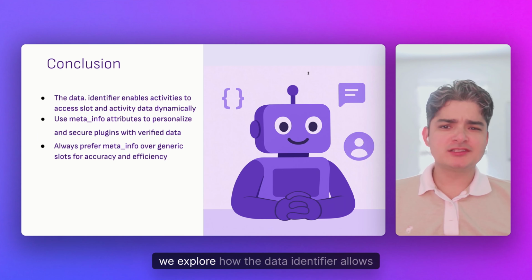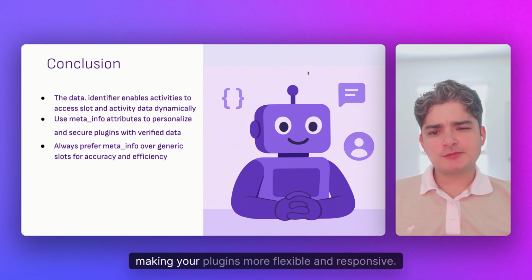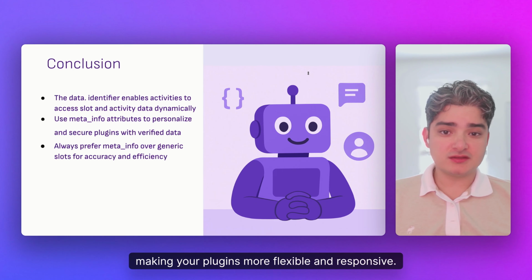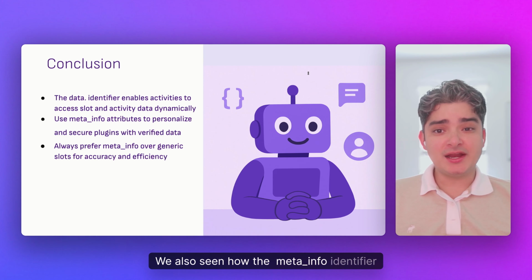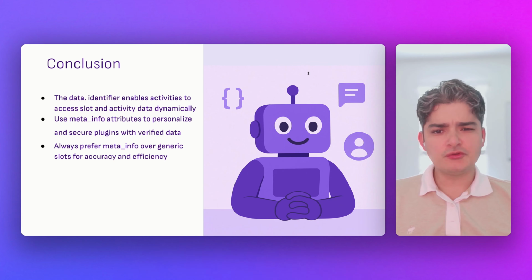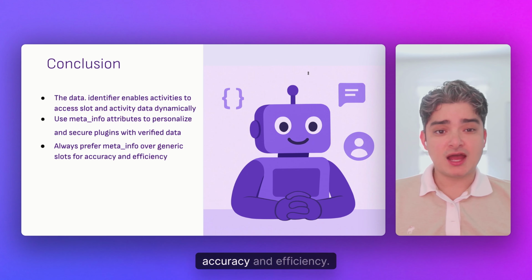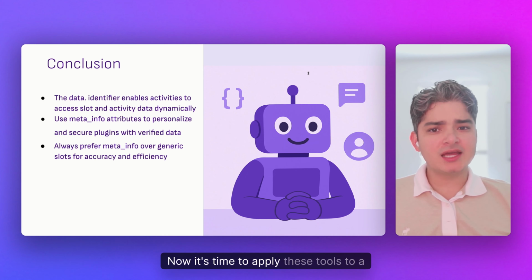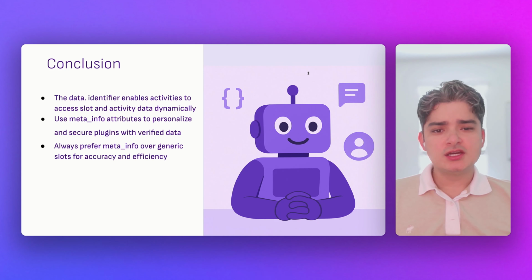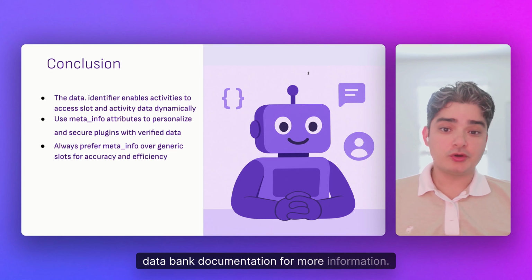In conclusion, we explored how the data identifier allows activities to dynamically reference slots and activity data, making your plugins more flexible and responsive. We also saw how the meta_info identifier personalizes and secures your workflows. Remember, using verified user data is best practice for accuracy and efficiency. Now it's time to apply these tools in Agent Studio. Start building and check out the plugin process data documentation for more information.